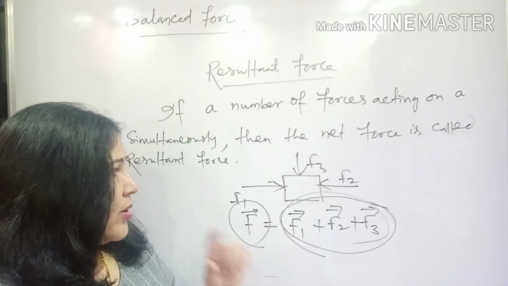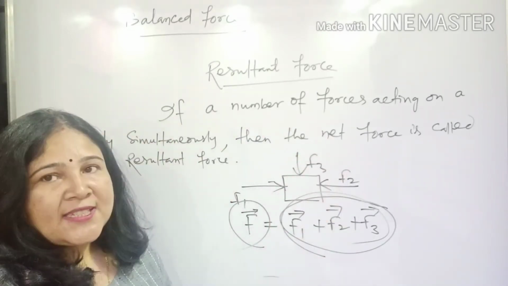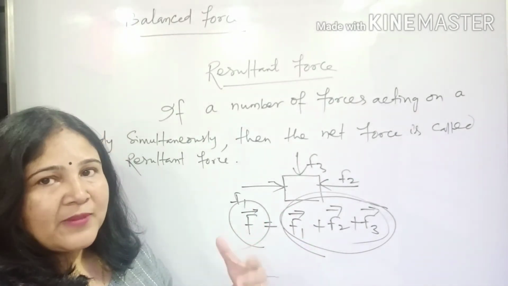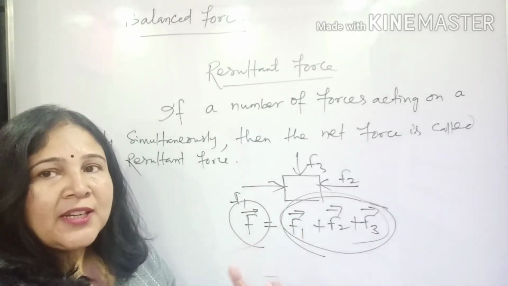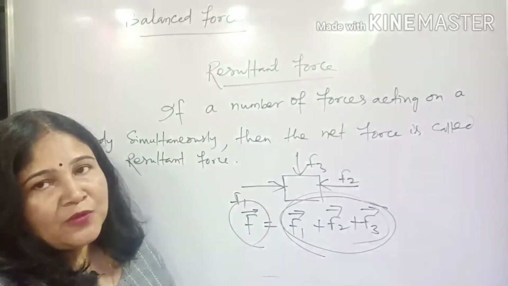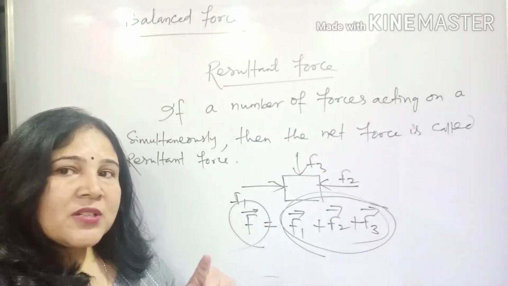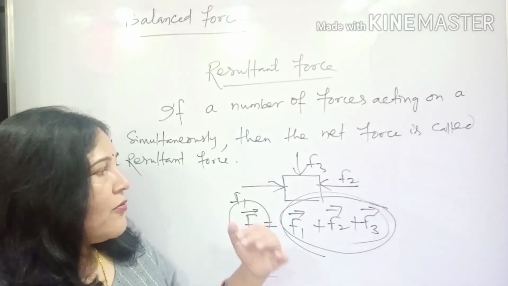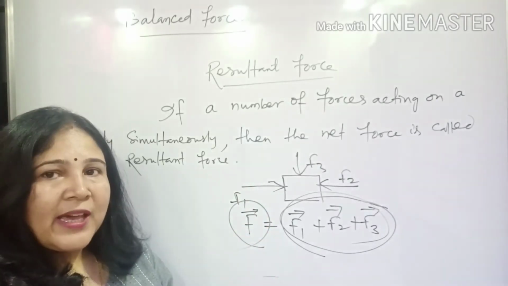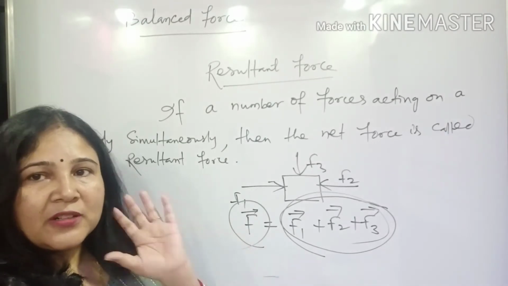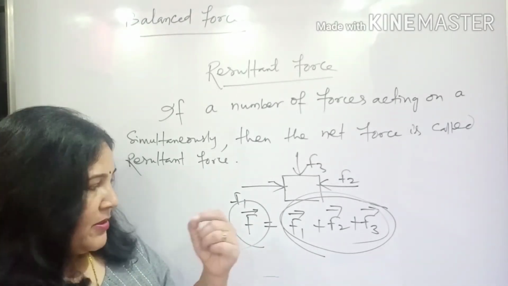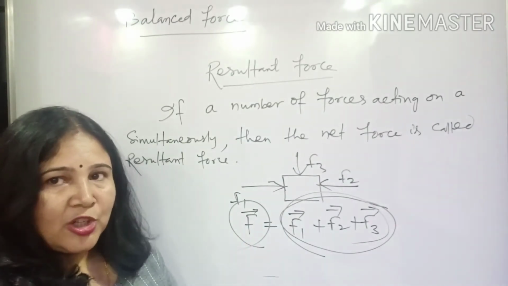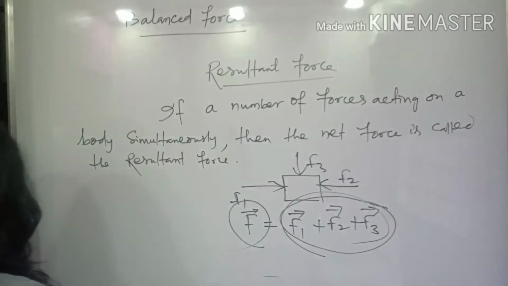The meaning is that resultant force is, when a number of forces are acting on a body, the net force calculated after adding them vectorially. So you understood what resultant force is: the net force acting when a number of forces act on a body. How to calculate that net force is not in your syllabus, but there are simple methods and simple calculations where you can calculate the net force. We will talk about that. So this is what resultant force is.